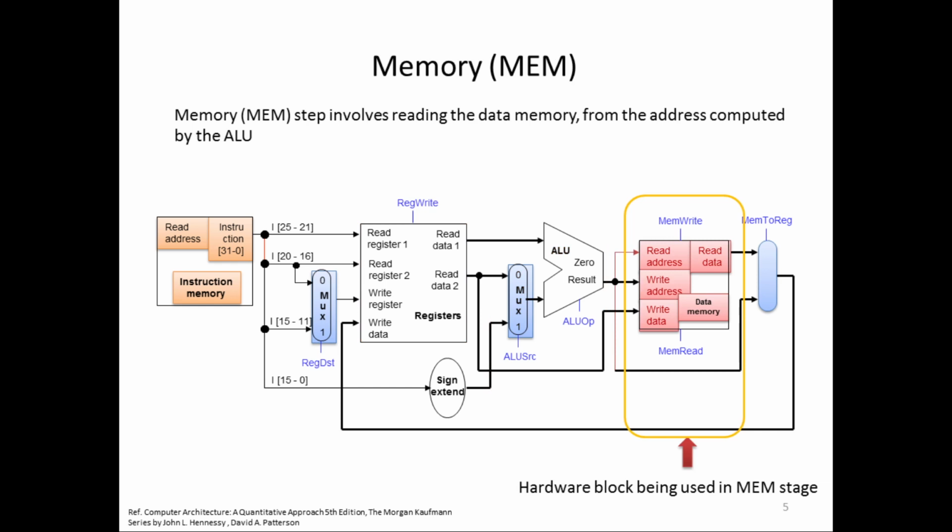Moving forward, in the memory stage, we have the mem step that involves reading the data memory from the address computed by the ALU. So the red block that you see here comprises the data memory, where we have the address where we need to store the data, and we also read the data in case it's a load word and put it back into the register. So this is the hardware block being used in the mem stage.